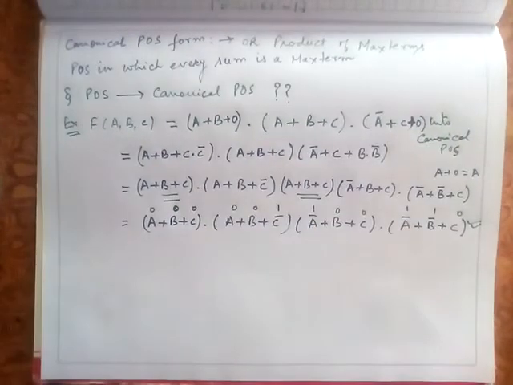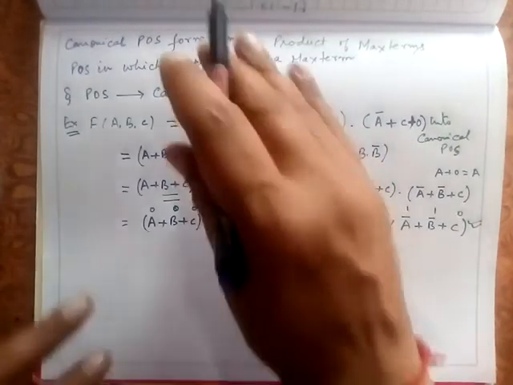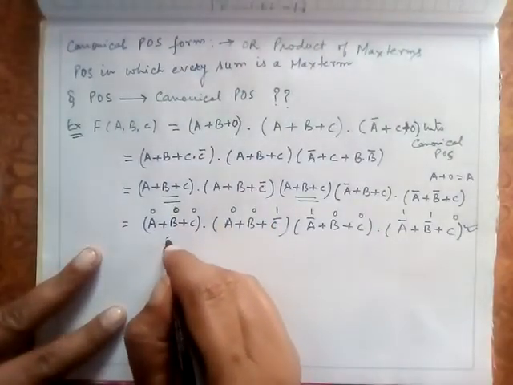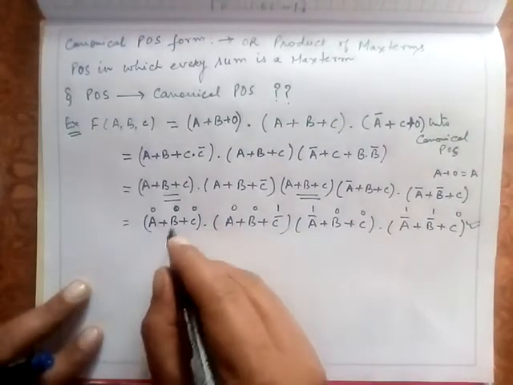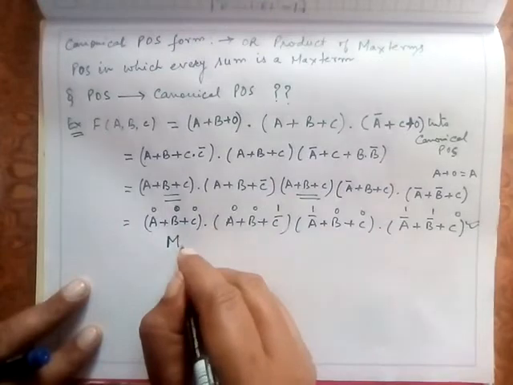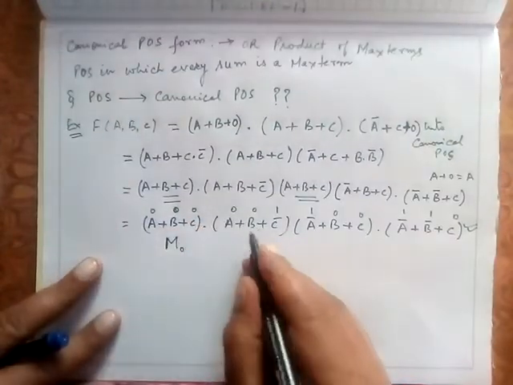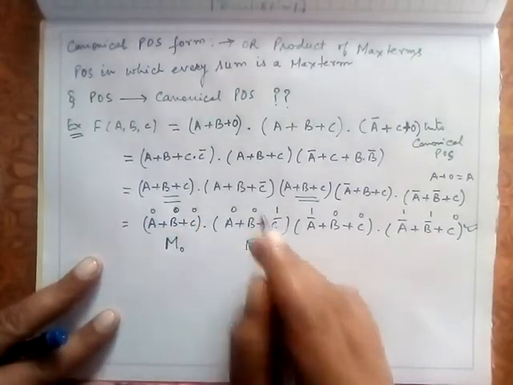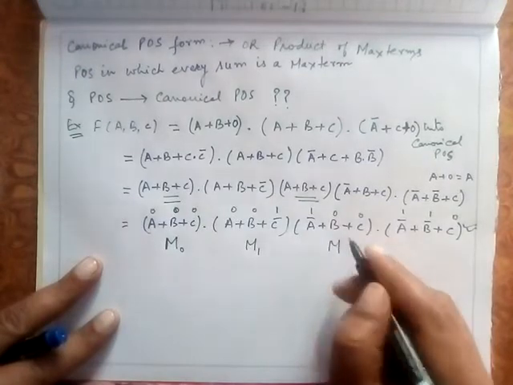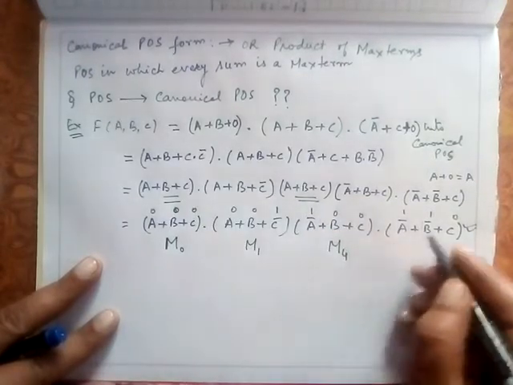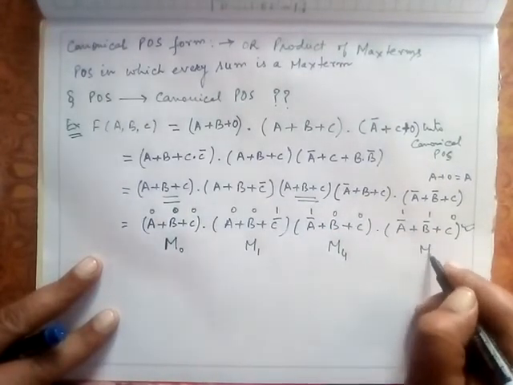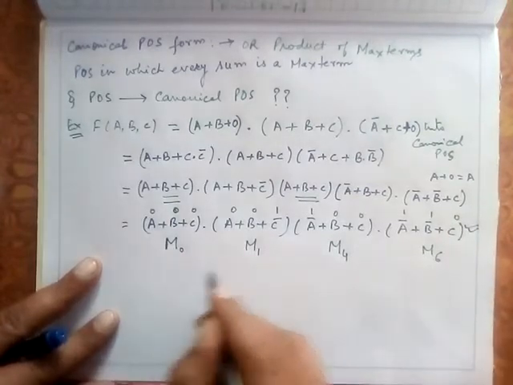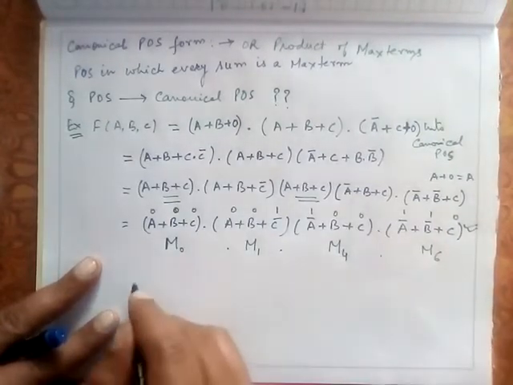Now look at this. I write the max terms and the corresponding values of these max terms. This is 0, 0, 0, which is 0. This is 0, 0, 1, which is 1. This is 4, and if you see, this is 6. So I can say that this is a product of these max terms.